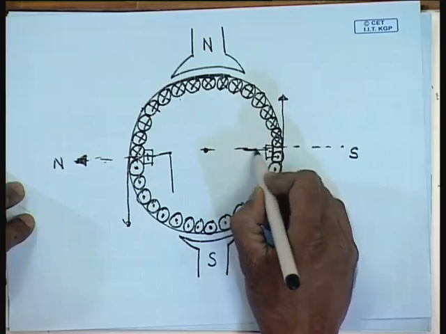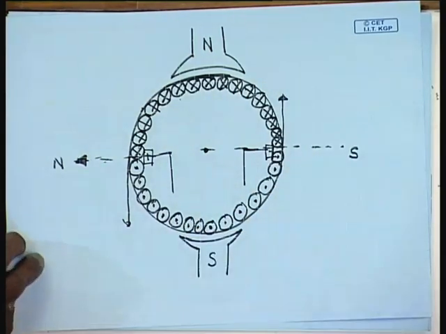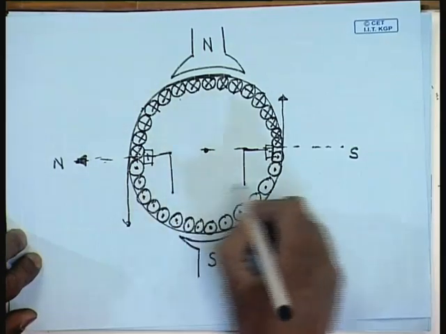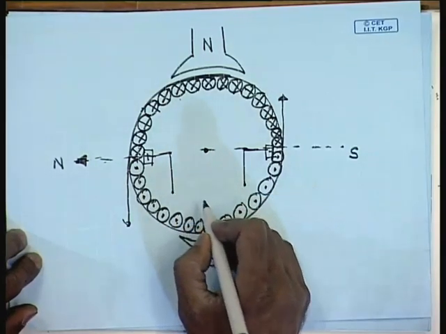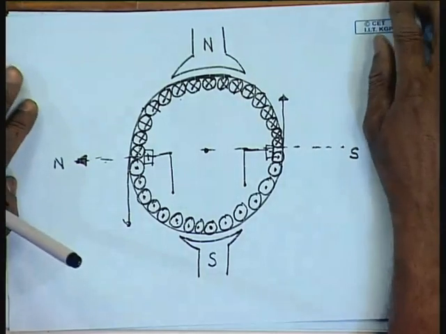Although physically, as we will see, the brushes may not be exactly in the interpolar position, they will connect to a coil whose coil sides are at the interpolar position physically, whatever that might mean.